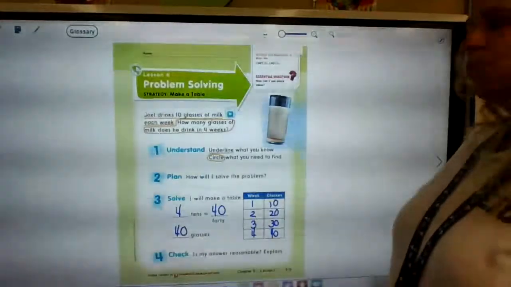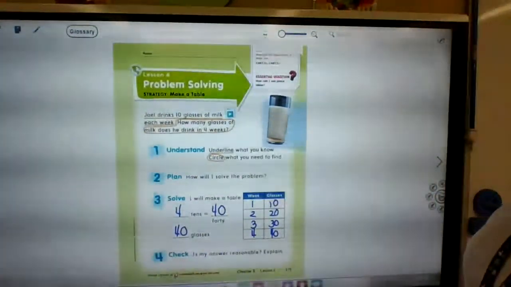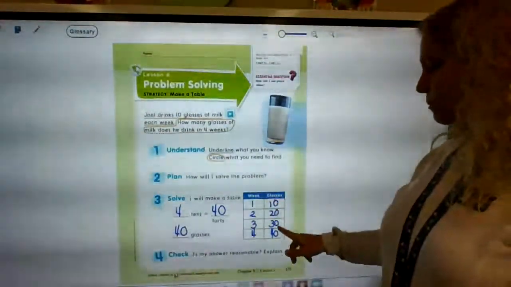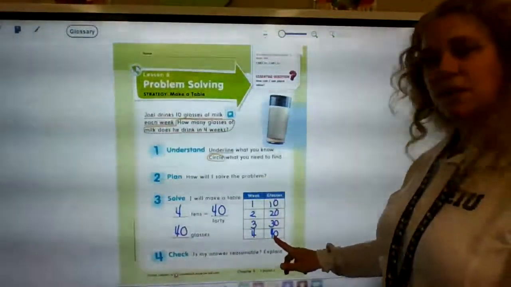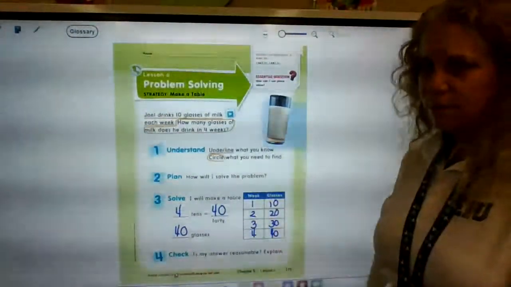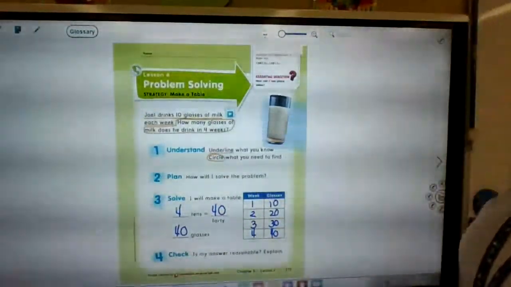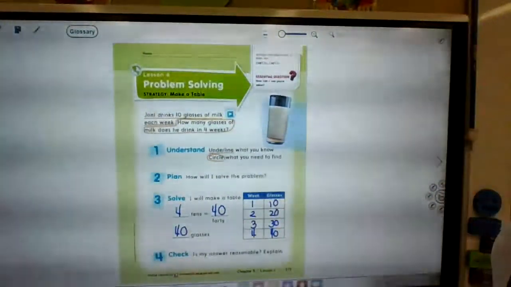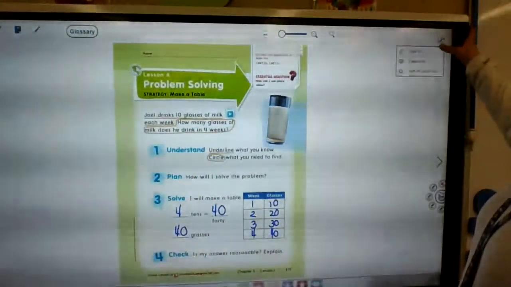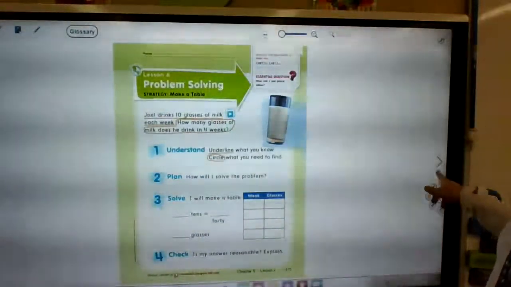Is my answer reasonable? Well, let's see. If he's drinking 10 glasses every week, I think it's pretty reasonable that by the 4th week, he's all the way up to 40. If I said 4, that wouldn't be very reasonable. 40 is a reasonable answer, yes. Okay, now we're going to open and flip if you have it stapled, or turn the page.